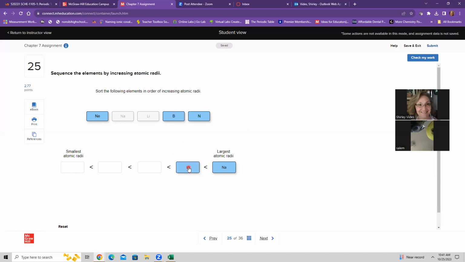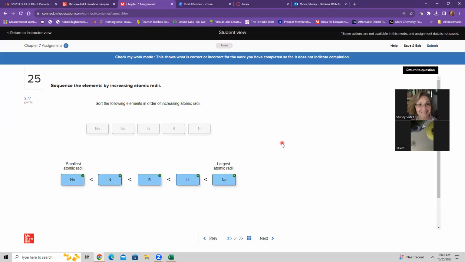Yes, correct. And then you've got beryllium, no, boron. Boron would be next. Then nitrogen, then neon. Neon's the smallest. I did them backwards because I'm used to looking at them that way, but if you actually had to write them, you can do it either way. Whatever works. Let's check and make sure it's correct. It should be. Yes.